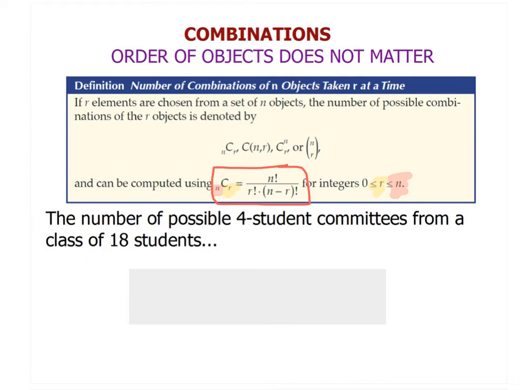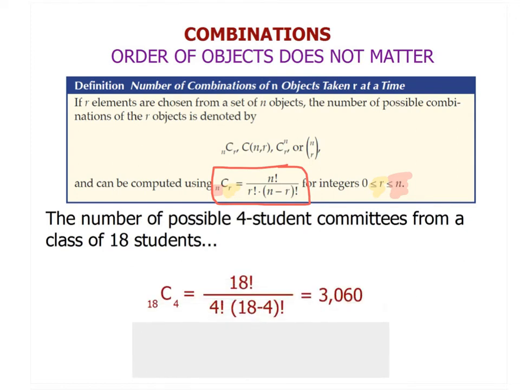All right, so let's look at an example. It says the number of possible 4 student committees from a class of 18 students. So again, that's like my example: it doesn't matter the order of the committee, we're going to have 4 people, but there's not one person that ranks higher than the other. So this would be considered a combination. So we just type it into our formula or write it down in your formula, and then you can use your calculator to get the final answer. Final answer, 3,060 combinations.